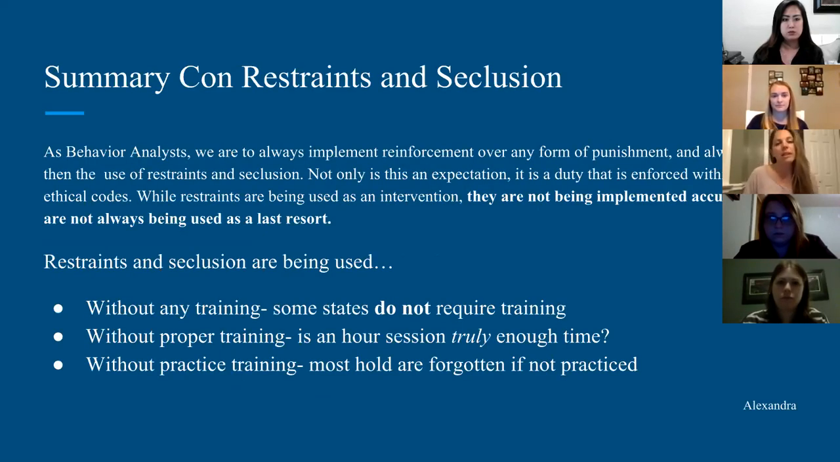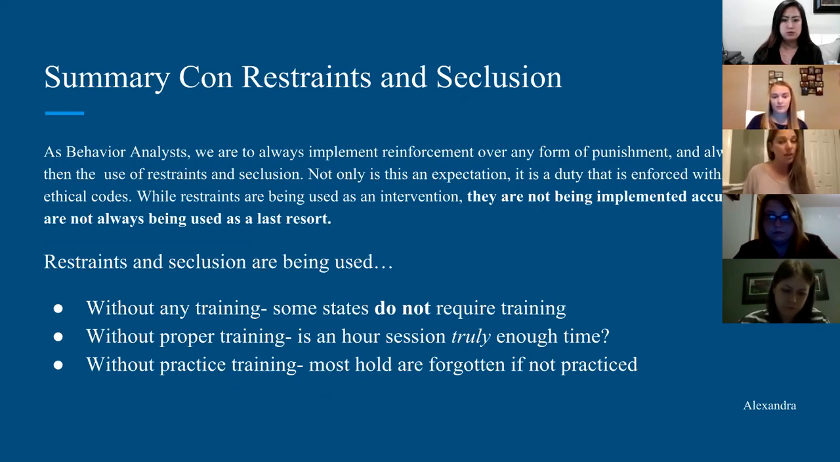As behavior analysts, we are to always implement reinforcement over any form of punishment, and always prefer that over the use of restraints and seclusion. Not only is this an expectation, but it is a duty that's enforced within our ethical codes. While restraints are being used as an intervention, they are not being implemented accurately and are not always being used as a last resort. Restraints and seclusion are being used without any training. Some states do not require training.